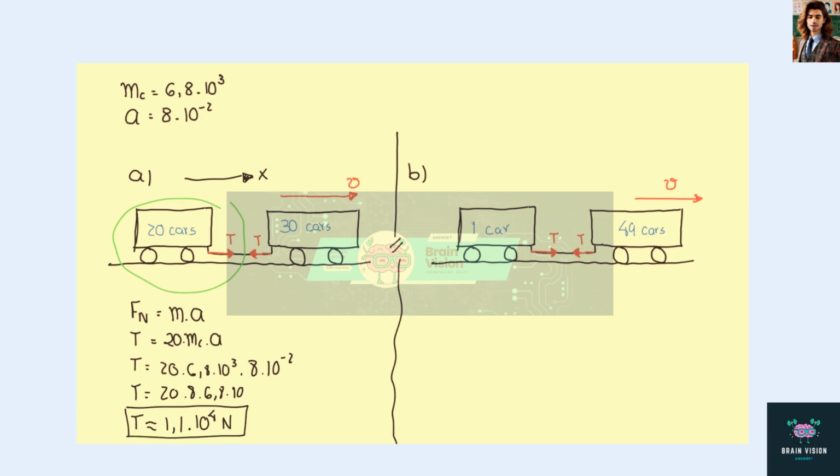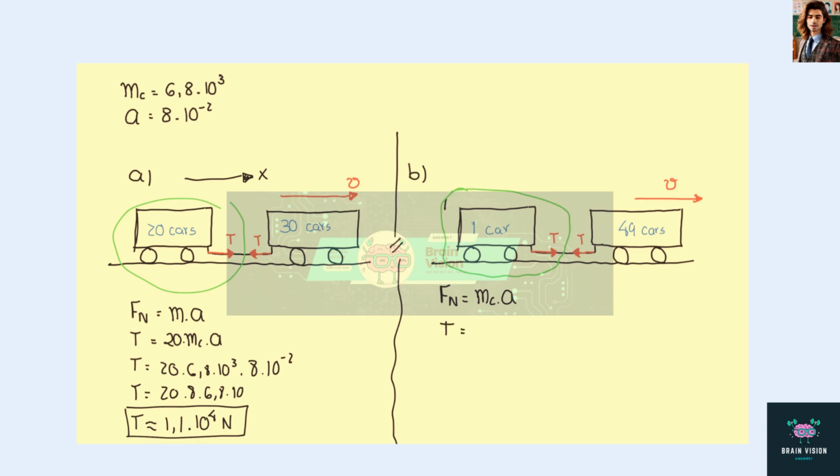In the other situation, we have only one car that is pushed by 49 cars. Applying Newton's second law to that single car, we get the following. Net force is equal to the mass of that single car times its acceleration. The net force is the tension force.